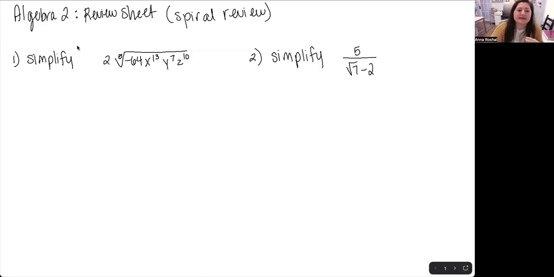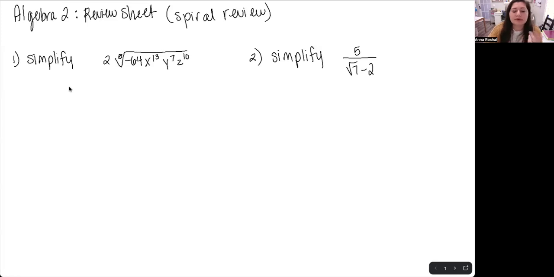My name is Anna Rochelle, and today we are going to do an Algebra 2 review sheet sent in by a student. This is kind of like a spiral review. I can't really say all of these problems are from a specific chapter, but they're mostly Algebra 2, either first or second semester. So this might be a good review to do when you're studying for a final exam in semester 2, because some of these things came up in semester 2.